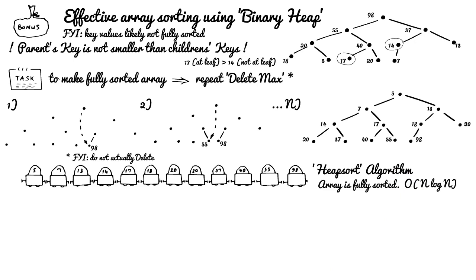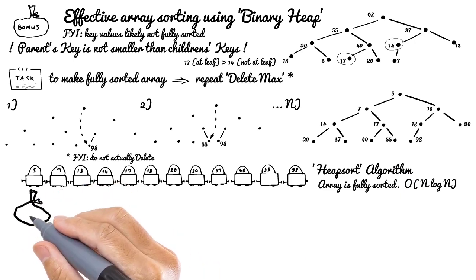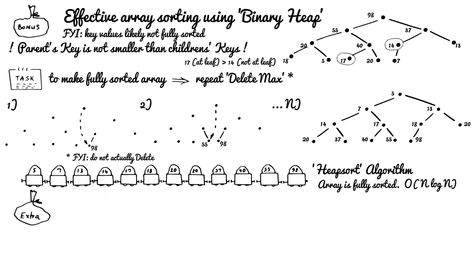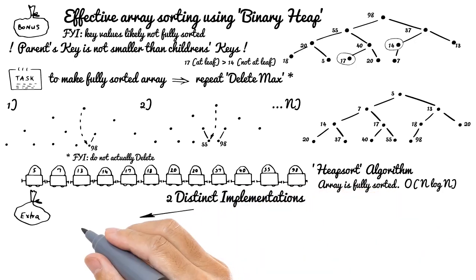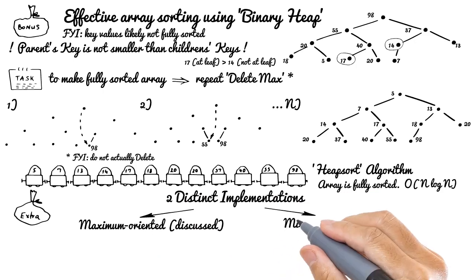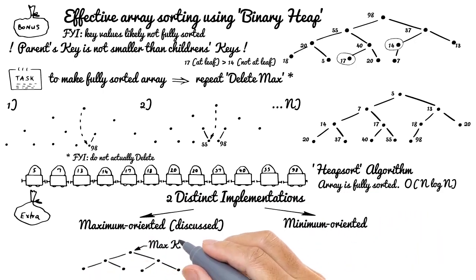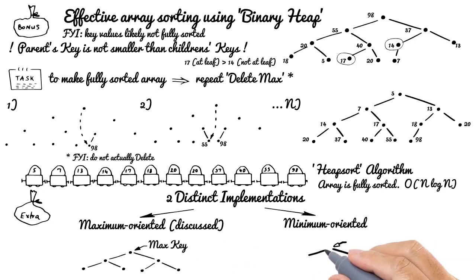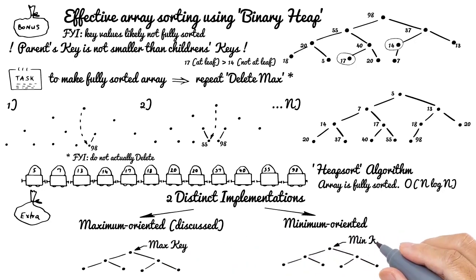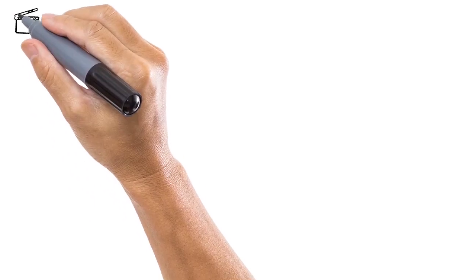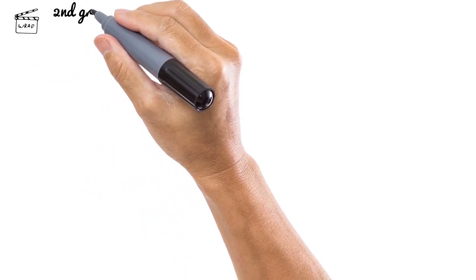Actually, one last thing I want to add regarding binary heaps. They may have two distinct implementations, maximum-oriented and minimum-oriented. The first implementation we have just discussed, with the maximum key at the root. The second implementation is for the opposite task, to find the minimum element. The logic of work will be similar, but with opposite rules and orders, like the minimum key being at the root, etc.